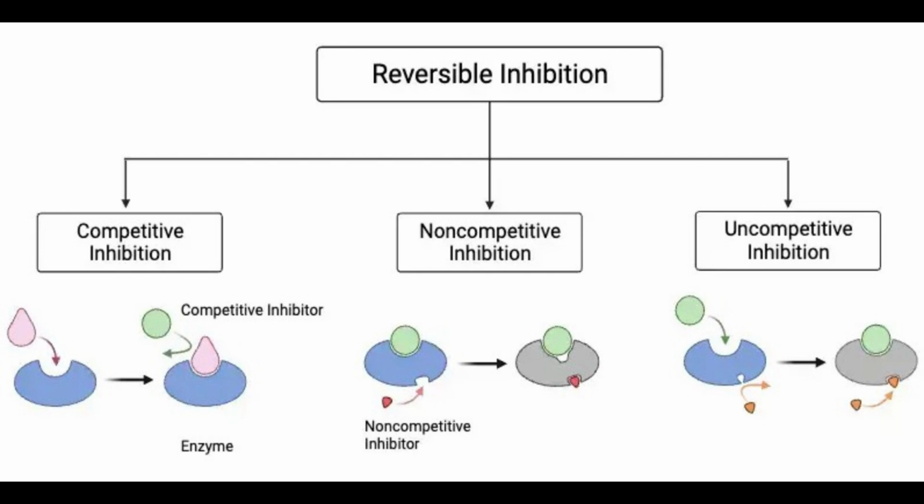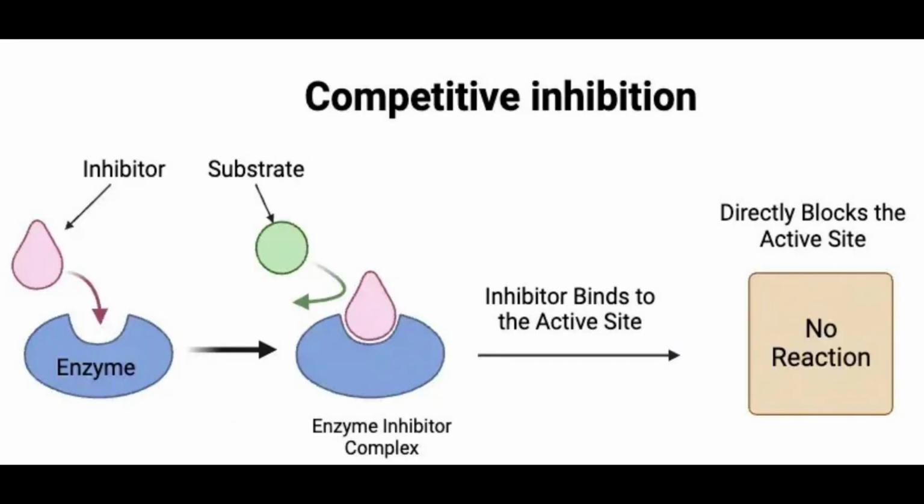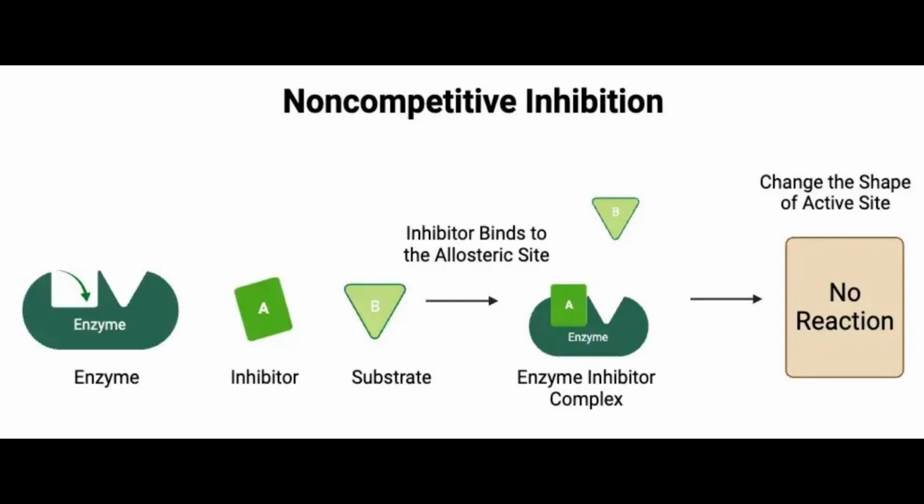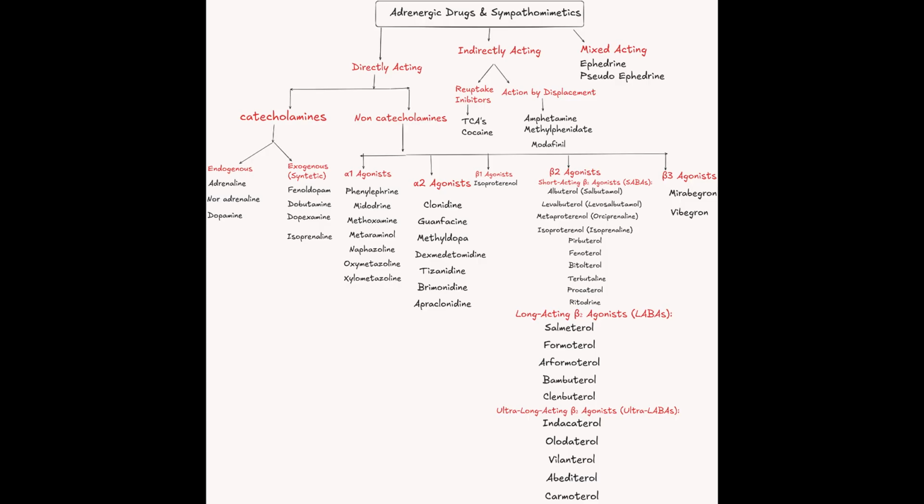Some agonists compete for the same binding site as the natural substances. This is called competitive inhibition, while others bind elsewhere and change the receptor shape, which we call non-competitive inhibition. The common drug targets and applications are many. Many drugs target specific receptors to treat different conditions.